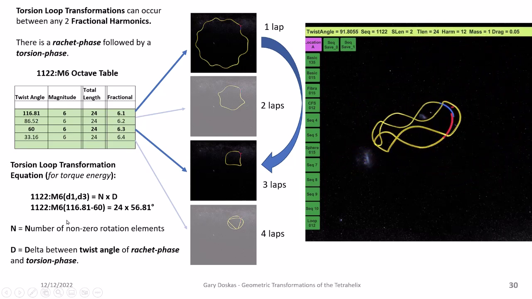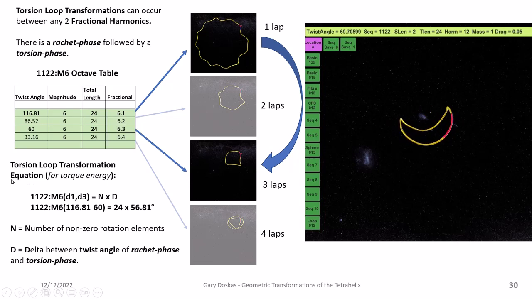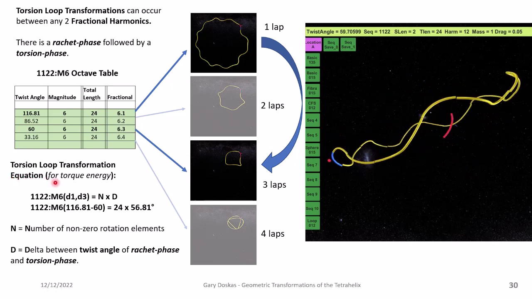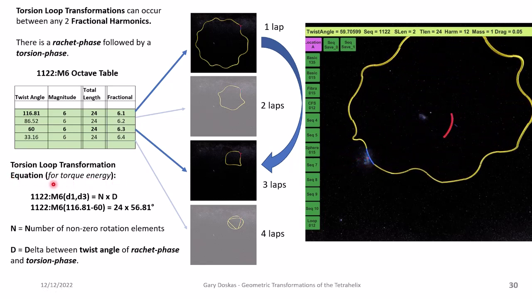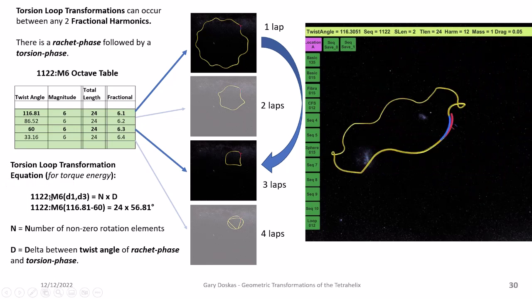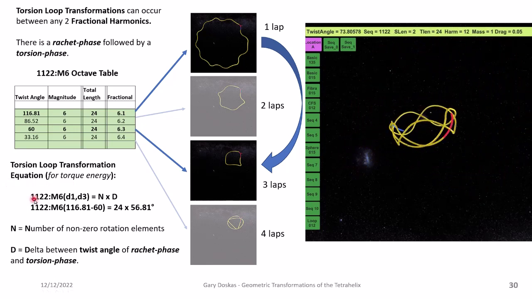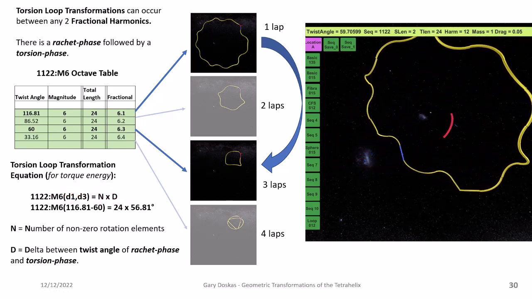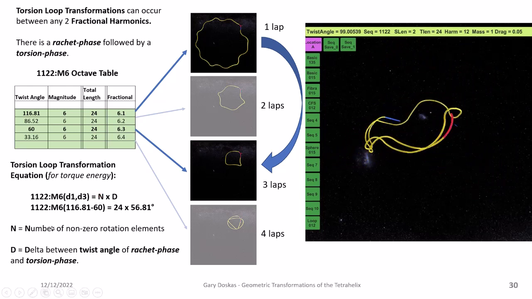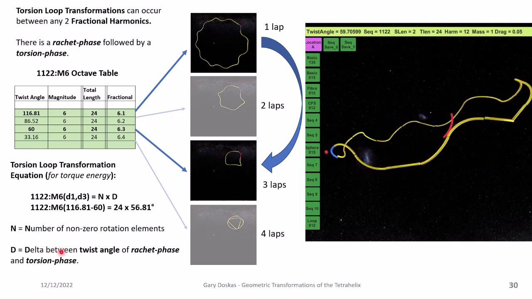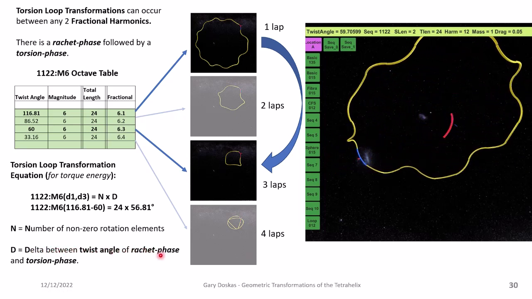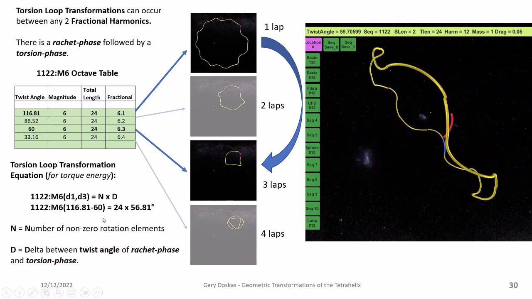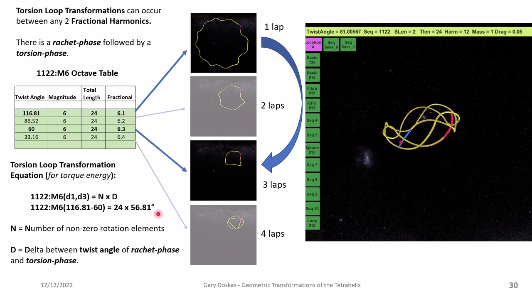I'll just introduce this concept of a torsion loop transformation equation that might represent the stored energy. It's just taking these 4 parameters that I have here and applying a product between the number of non-zero rotation elements, multiplied by the delta between the two angles, the build angle and the torsion angle, to come up with a number. It's just there for reference.